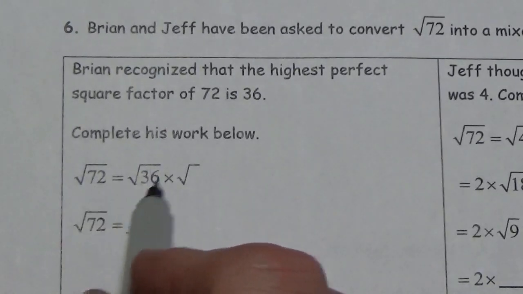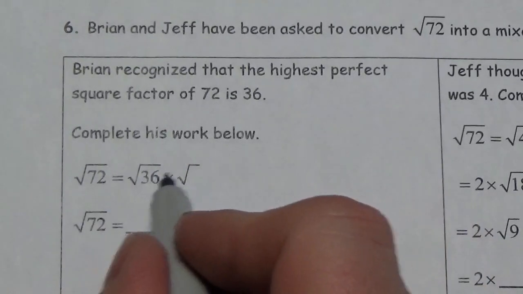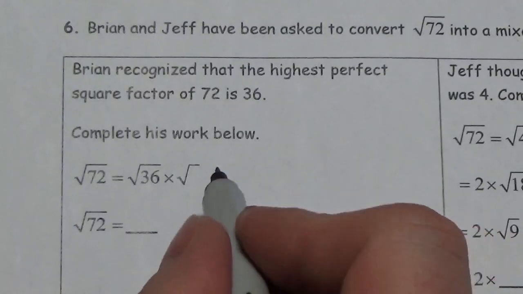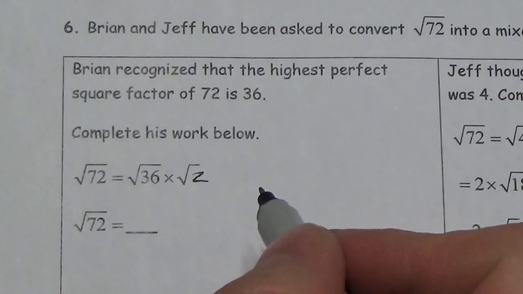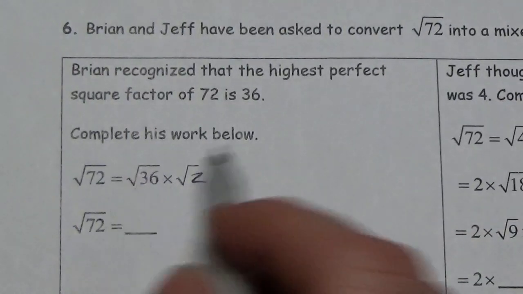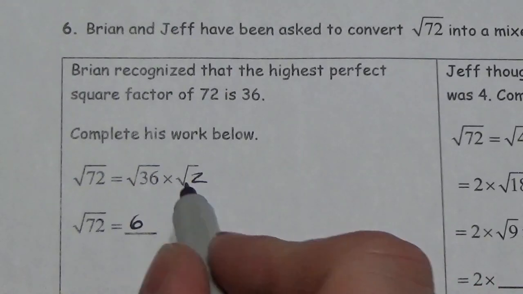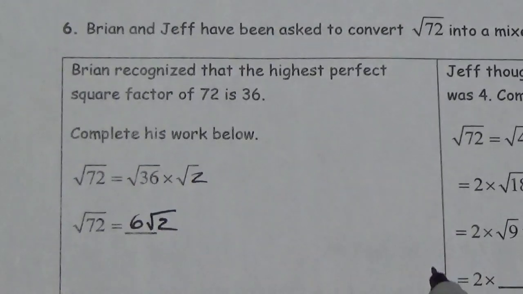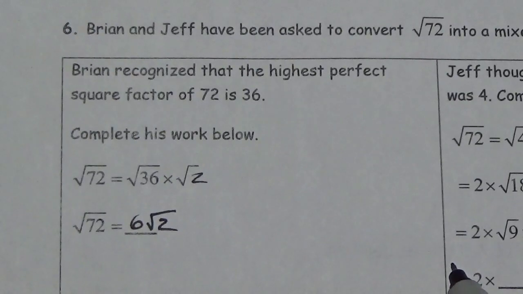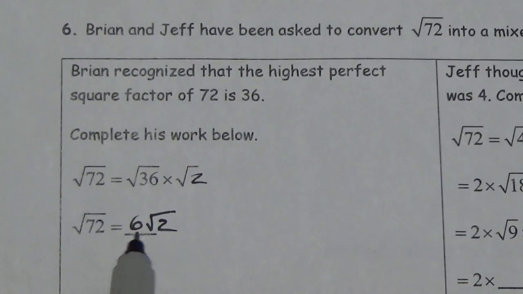So 72 is going to be root 36 times root... Well, what's 72 divided by 36? 2. And now I know that the square root of 36 is 6. And then there's still this root 2 that's left over that I can't do anything with. So root 72 is the same as 6 root 2.